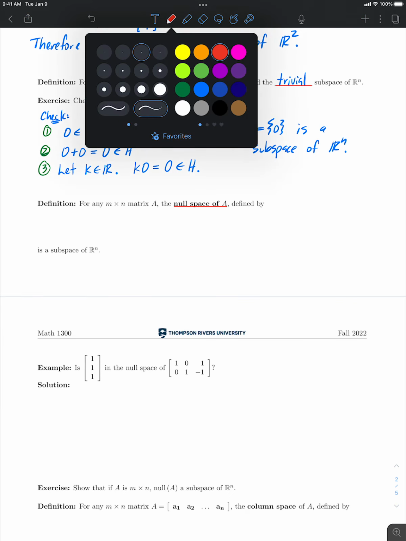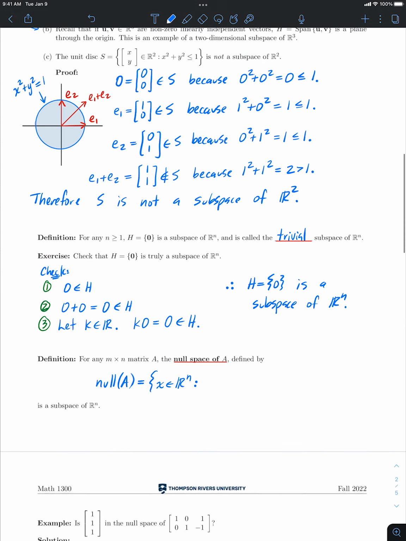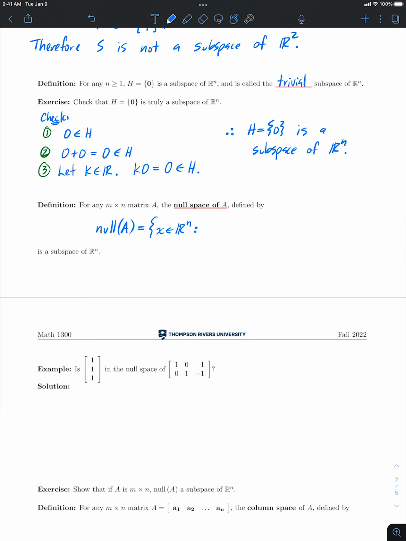Some books like to call it the solution space, by the way. Null space is more standard. The notation is to just write the word null and then A in brackets. And the definition is as follows. It's the set of all vectors in Rn, so the set of all x in Rn with the property, and I'll stick with colons here. I used a colon back here. Sometimes some books and contexts use a vertical line. I'll try not to interchange the two, so I'll stick with colons.